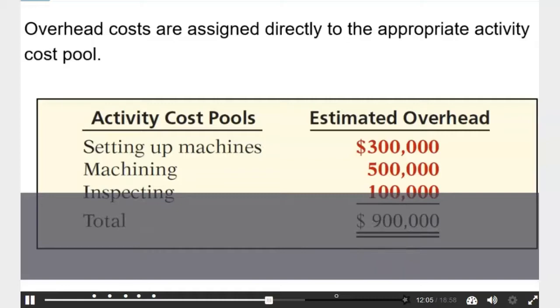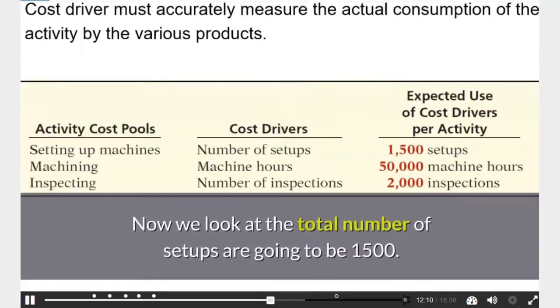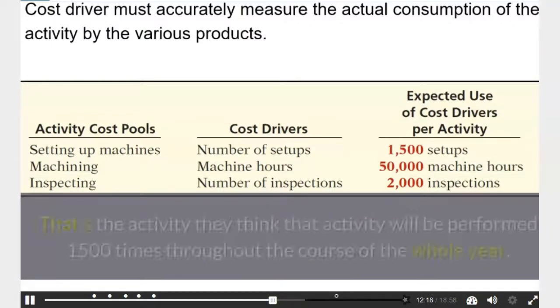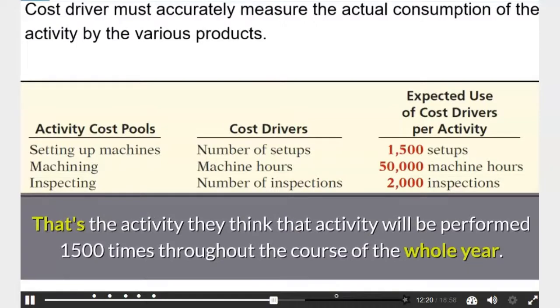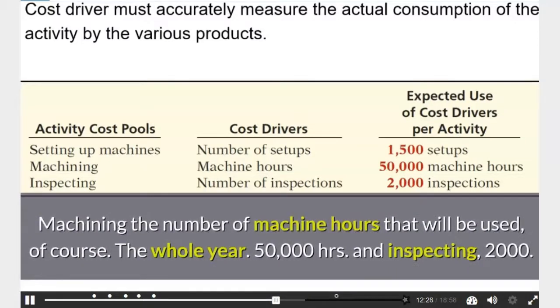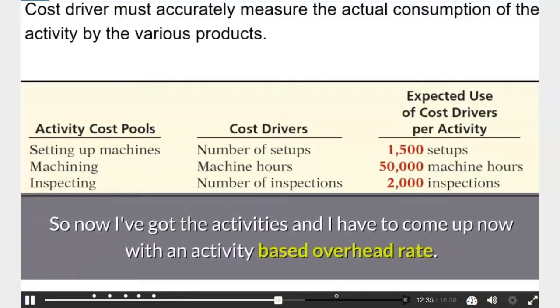To keep it simple, we have 3 pools: setting up machines, machining, and inspecting. Now, we look at the total number of setups, which is going to be 1,500. That's the activity. They think that activity will be performed 1,500 times throughout the course of the whole year. Machining, the number of machine hours that will be used in the course of the whole year, 50,000. Inspecting, 2,000.